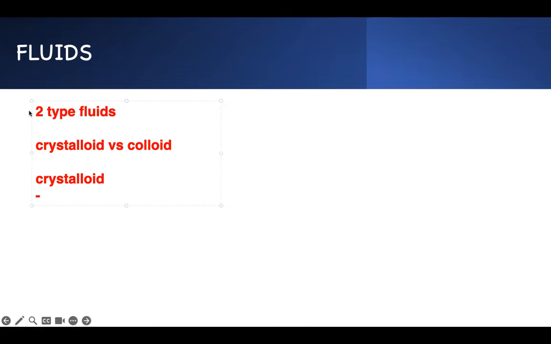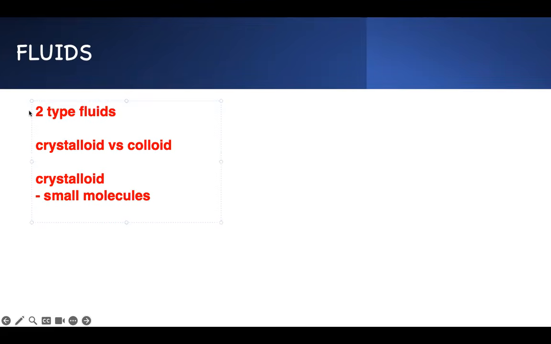So there's two types, okay? Two types of fluids you're supposed to know. One is crystalloid, this is colloid. You have to understand how they work, why we use them, and why we call them that. Crystalloid, so I'll do each of them. Crystalloid is simple, very, very small molecules. It has small molecules that can move from place to place. It's easy to move around, and that's why we use them.